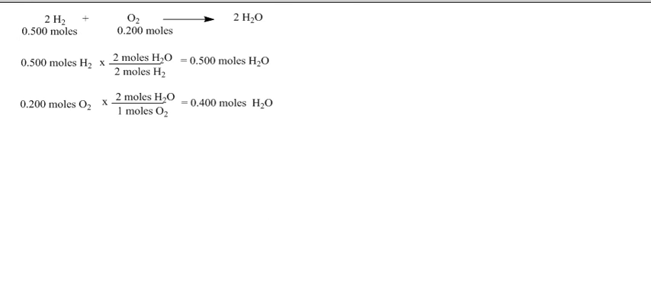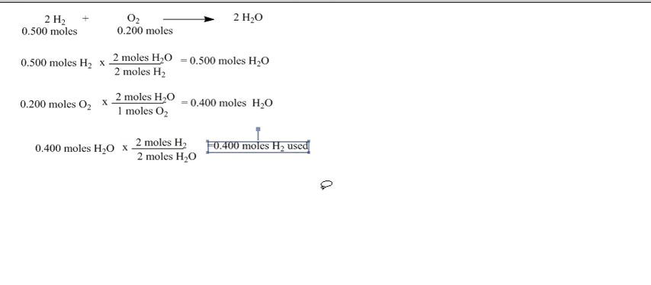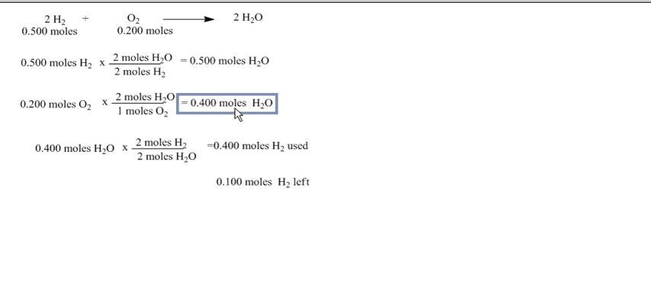Now, if we want to know how much H2 we're going to have left over when we make this much H2O, we say, well, when we're making 0.400 moles of H2O, because that's all we can make, because the O2 runs out, the ratio is 2 moles of H2 per 2 moles of H2O. That means that there are going to be 0.400 moles of H2 used, and 0.100 moles of H2 are going to be left. So our O2 runs out. We're able to make 0.40 moles of H2O, and we end up with 0.100 moles of H2 left.